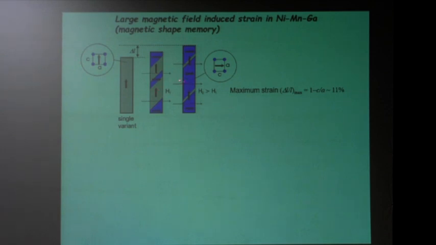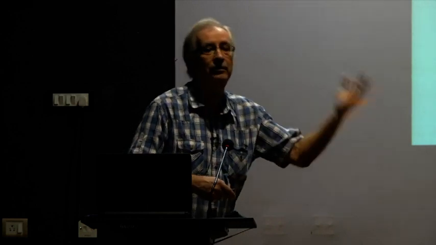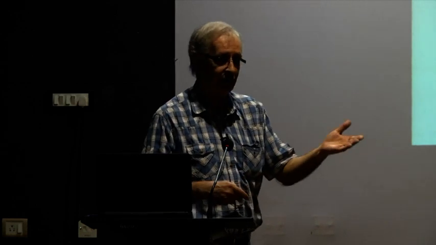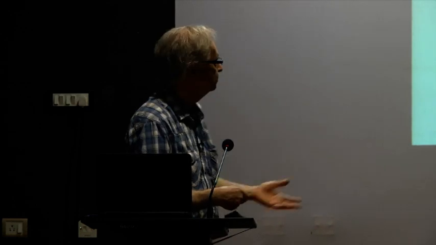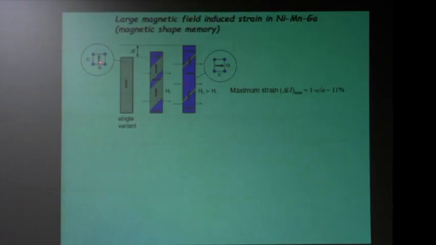And when the field is high enough, then everything is blue, and we end up with another variant. It's still a single variant, but it's another single variant. Now the c-axis is a short axis. Okay? So basically, what we are growing in the direction of the magnetic field are components with shorter axes.